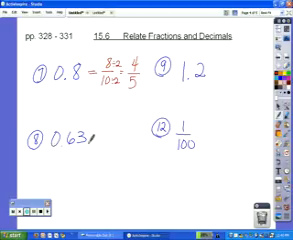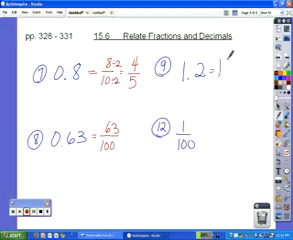Number 8, this decimal is 63 hundredths, so we write the fraction 63 hundredths. Since nothing can go into both 63 and 100, this is its simplest form, so there's no reducing to be done. On number 19, we read the decimal 1 and 2/10.